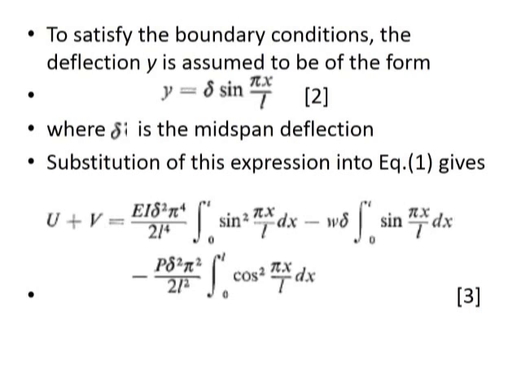Substitution of this expression into the initial equation will give us the below equation: U plus V is equal to EI delta squared pi raised to 4 by 2 L raised to 4 integral 0 to L sine squared pi x by L dx minus W delta integral 0 to L sine pi x by L dx minus P delta squared pi squared by 2L squared integral 0 to L cos squared pi x by L dx.